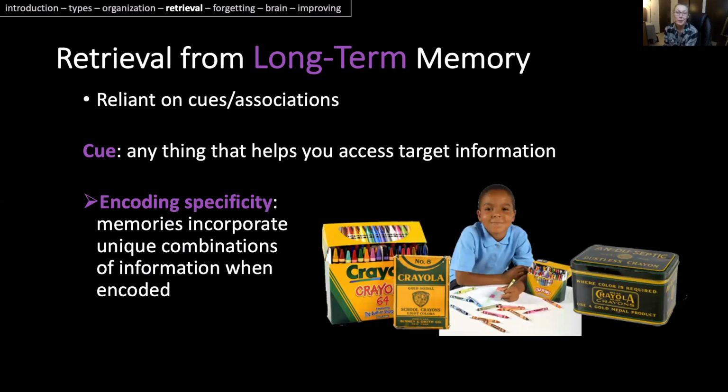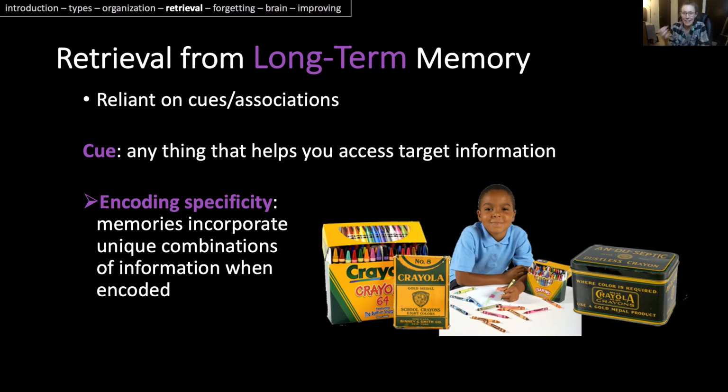Now, cues don't just have to be words or phrases, though. They can be any sense. They can be smells, sounds, lights. This is due to a concept called encoding specificity, which is the fact that memories tend to incorporate all sorts of unique combinations of information when you encode them. So for instance, if you colored with crayons growing up, you might be able to connect the smell of crayons with a picture like this. Have you ever smelled the scent of crayons and been like, oh man, this takes me back, right? This takes me back to my kindergarten class when I was coloring at my table, that kind of thing.